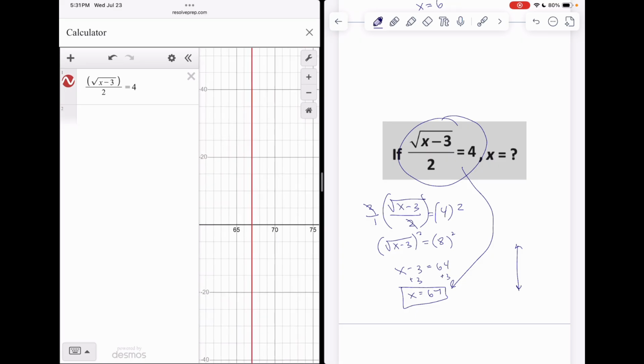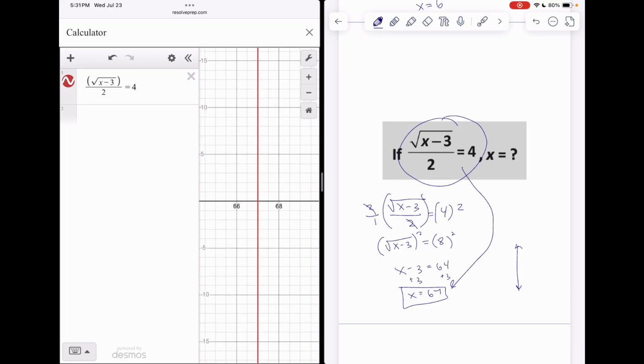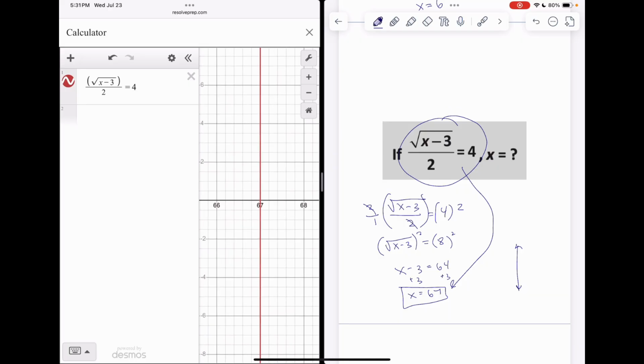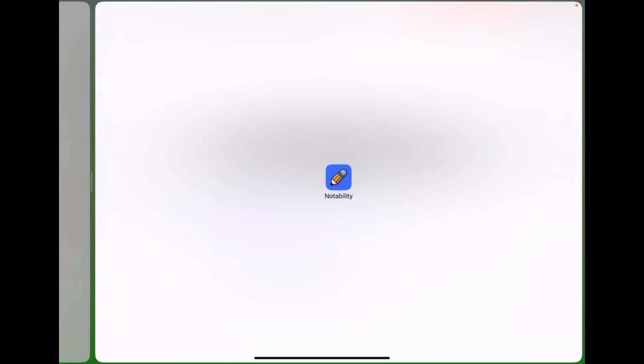When I zoom in on it, I can see that vertical line hits the x-axis at 67. And that's how I know what my solution is, where the vertical line hits the x-axis. So that'll be a great backup plan to help us if we're having trouble solving for x.